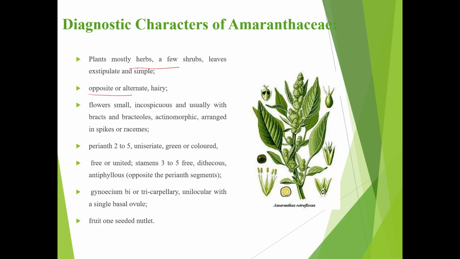They have hair on their leaves. The flowers are very small, inconspicuous, and usually have bracts and bracteoles that are very prominent. And the flowers are actinomorphic and arranged in the form of spikes or racemes. So one of the characteristics is the spike. Then the perianth is 2 to 5, uniseriate, that is, present in a single layer.